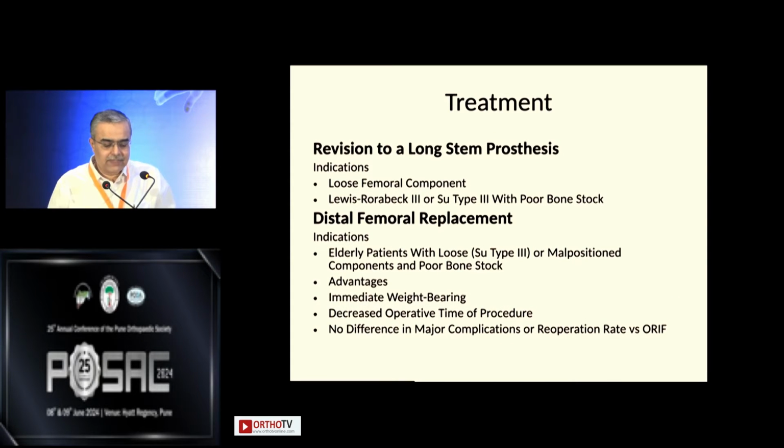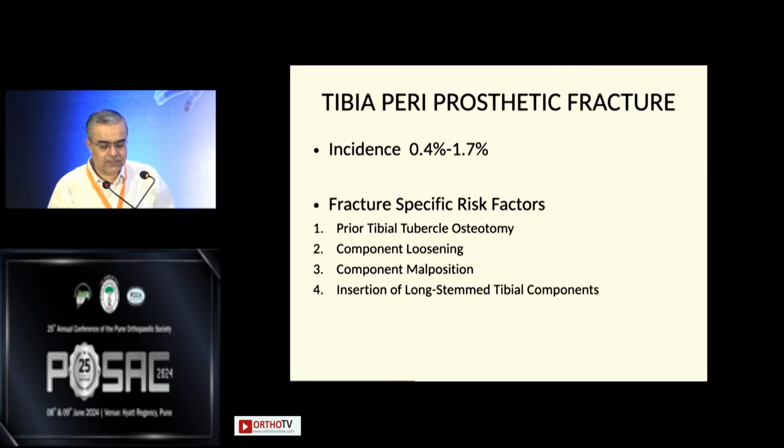Revision to a long stem is indicated in patients with a loose femoral component or Lewis Rorabeck type 3 or Su type 3 patients with poor bone stock. So on the table, if you find it is loose and it is crushed bone, poor bone stock, you can go for a revision prosthesis. Distal femoral replacement, again, is indicated in elderly patients with very poor bone stock, and there is no major difference in complication or reoperation rate versus ORIF when you consider distal femoral replacement in these patients.